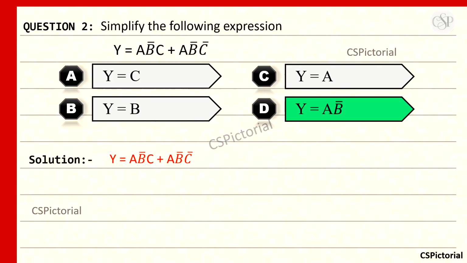We take out the common term AB bar and write C plus C bar within the brackets. Now, according to Boolean law, C plus C bar becomes 1 and anything multiplied by 1 will be the term itself. So, AB bar into 1 becomes AB bar, the simplified expression.